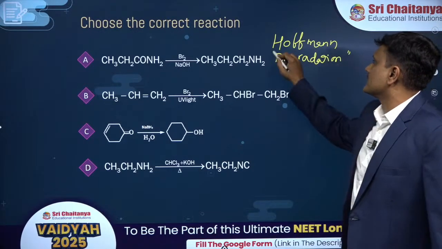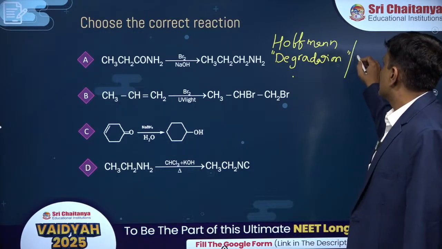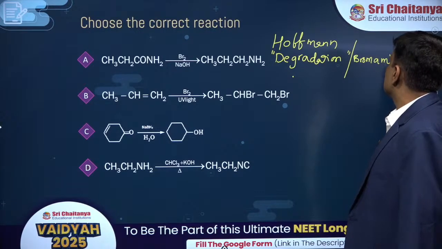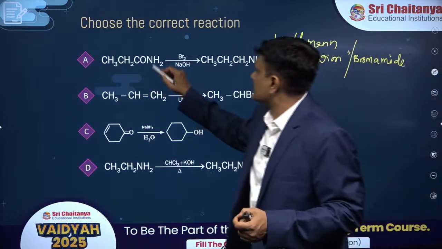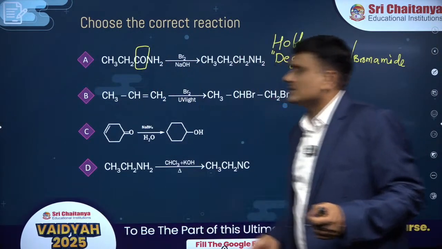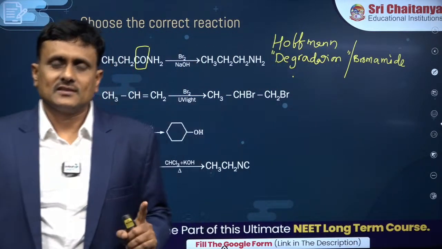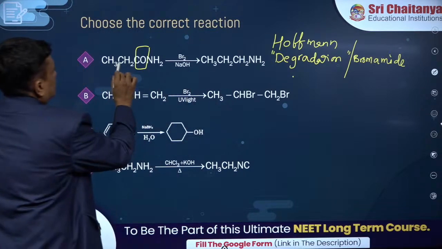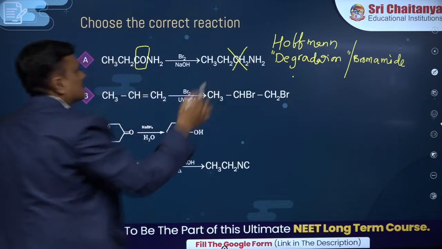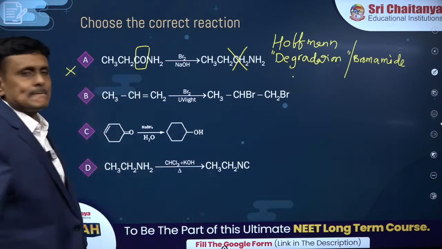hypobromide or degradation reaction, right? The name itself indicates degradation. Hoffman bromamide reaction, or degradation. Degradation means there is a decrease in the number of carbon atoms by 1 unit. So what will happen when you carry out this reaction? The product would be CH3CH2NH2. So there is no extra CH2 present, so this is not correct.